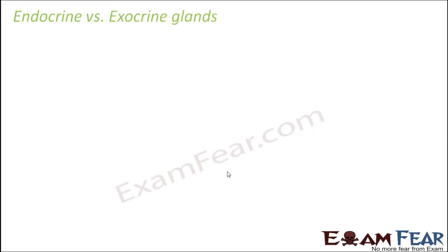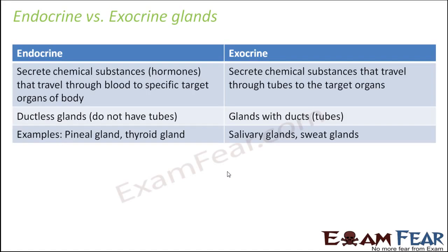So let us have a quick comparison of the endocrine versus exocrine glands. As I said, so let us quickly look at the comparison. When you talk about endocrine glands, as I said, the ductless glands. So endo means inside. So they are present inside the body as isolated tubes, not connected to the surface. So that is why the name endocrine. Exo means outside, so they are connected to the body surface.